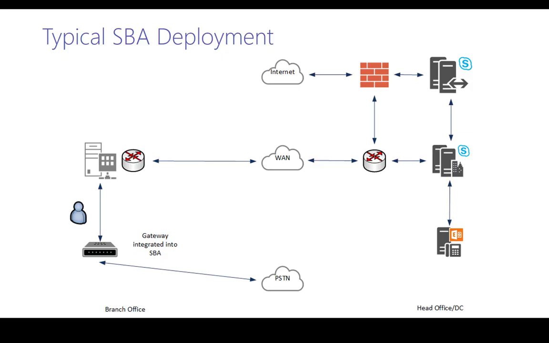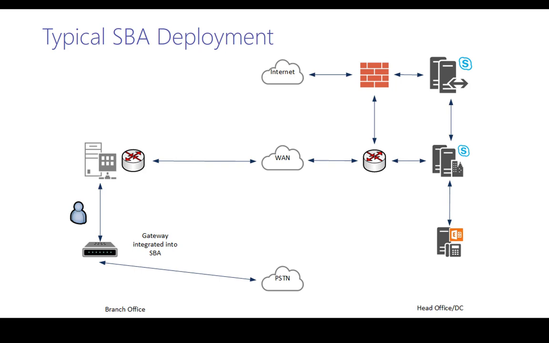This is what your typical SBA deployment looks like. In these diagrams that I've got here, they're all pretty much the same. On the left-hand side, we have a branch office. On the right-hand side, we have the head office or the data center infrastructure. Across the bottom, we have PSTN. Across the middle, we have wide area network connectivity. And across the top, we have internet connectivity.